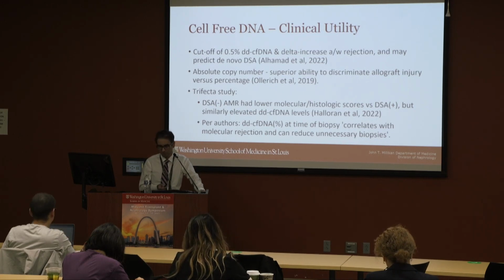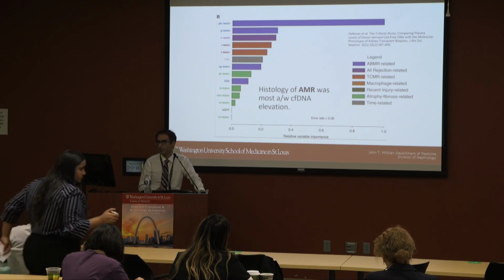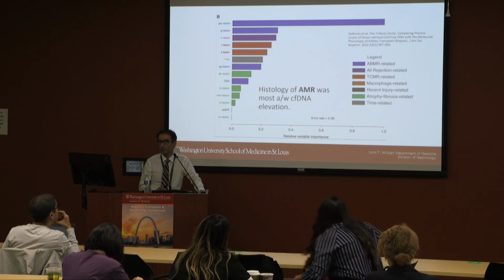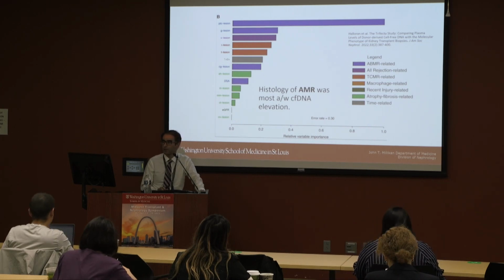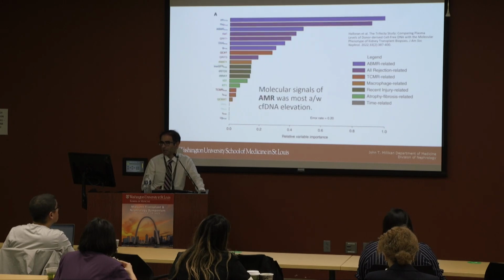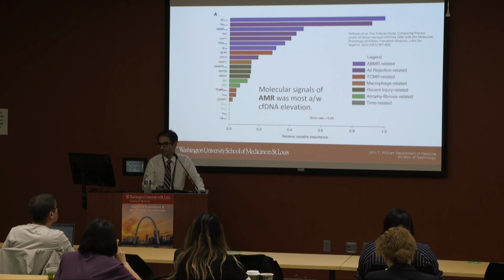And then the information from the trifecta study is probably easy just to show on the bar chart. This was interesting because it looked at allogeneic injury, biopsy proven, both histologically and in terms of molecular markers, which I'll get to in a moment, and looked at the degree of cell-free DNA that was associated with it, and found that histologic markers of AMR was most associated with cell-free DNA elevation, as you can see in the blue bar, so PTC lesions or G lesions. And then the same diagnostic categories seemed to rear their heads when looked at molecularly, again shown in the blue bars.